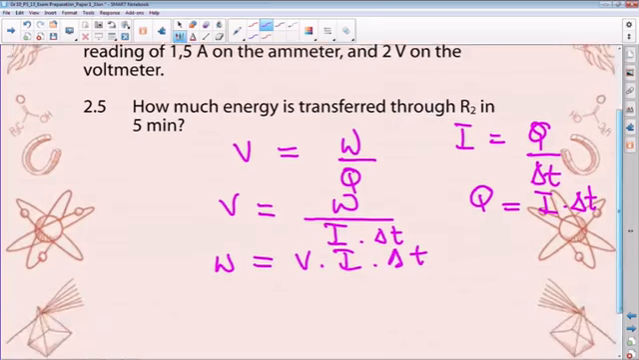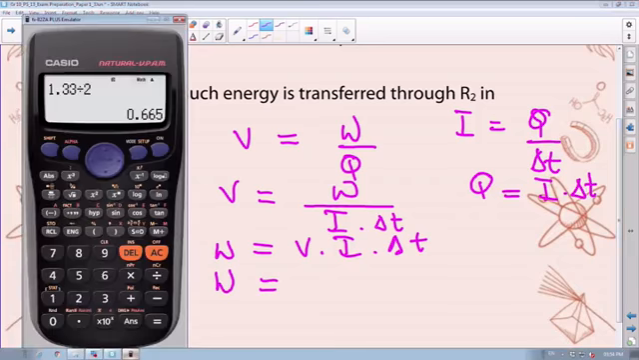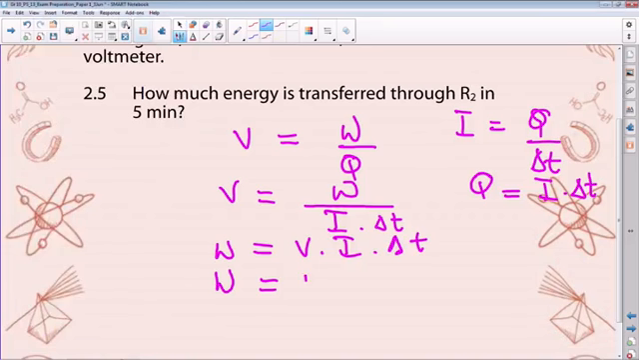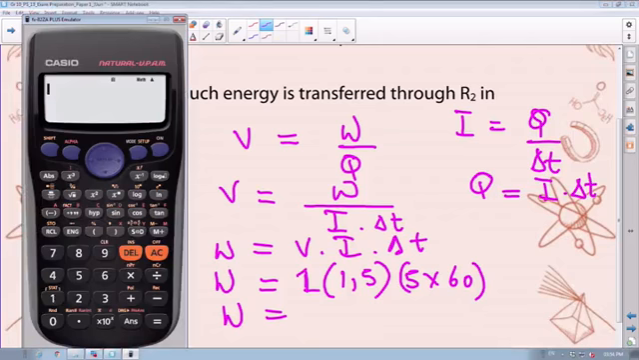That said, we would do our substitution, which leaves us with W is equal to V. In this case, how much is R2? We have R2 now. The value of R2, if you check it from the calculator, is 0.665, right? So it's 1 volt, multiplied by the current, which is constant, 1,5, multiplied by 5, multiplied by 60, because we're talking seconds, the SI unit of time. So work or energy transferred in this case will be, let's go to our calculator. What do we have here?